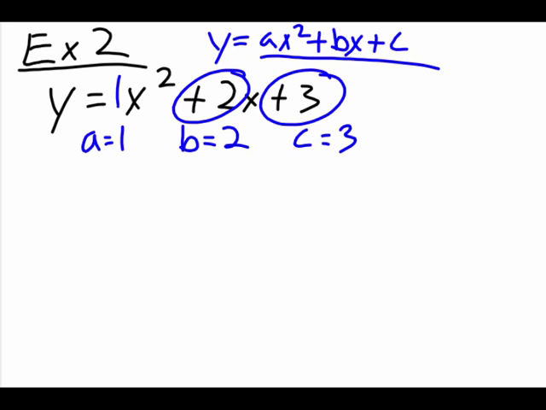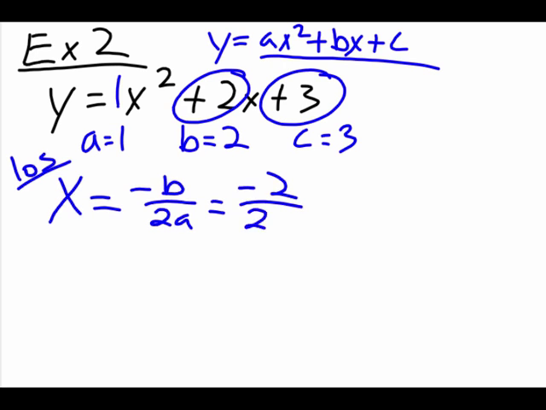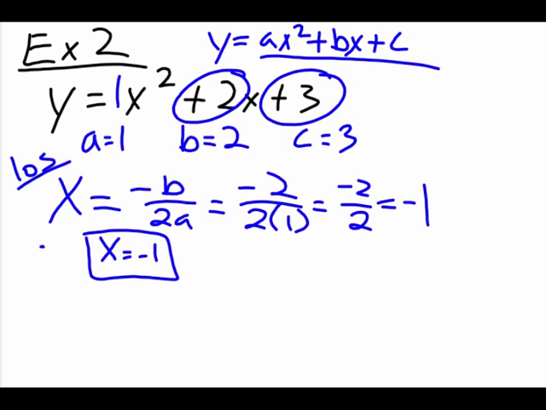The next thing we want to do is figure out the line of symmetry. So the line of symmetry is negative b over 2a, or negative 2 over 2 times a, which is 1, which is just negative 2 over 2, which is negative 1. In other words, x equals negative 1 is my line of symmetry, or axis of symmetry is how the book writes it. Okay? Next, I want to find the vertex. I know that the x value is negative 1 because the vertex x value is on the line of symmetry. That's where the line of symmetry cuts right through the vertex.